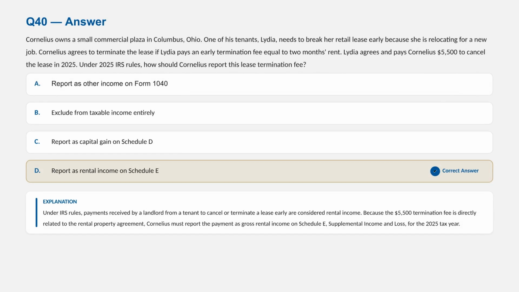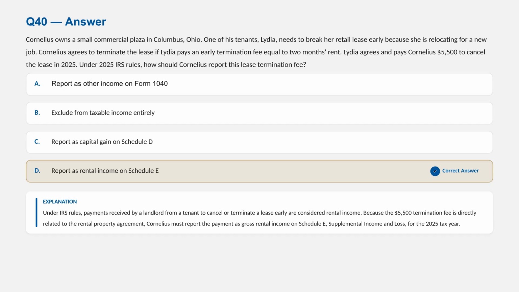The correct answer is D. Report as rental income on Schedule E. Under IRS rules, payments received by a landlord from a tenant to cancel or terminate a lease early are considered rental income. Because the $5,500 termination fee is directly related to the rental property agreement, Cornelius must report the payment as gross rental income on Schedule E, Supplemental Income and Loss, for the 2025 tax year.